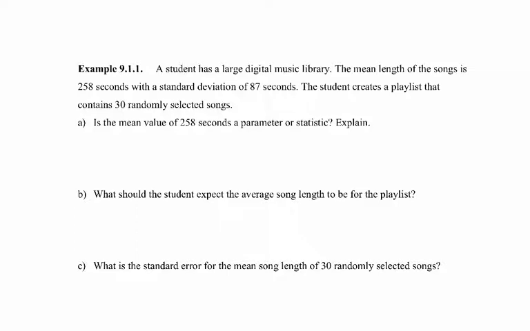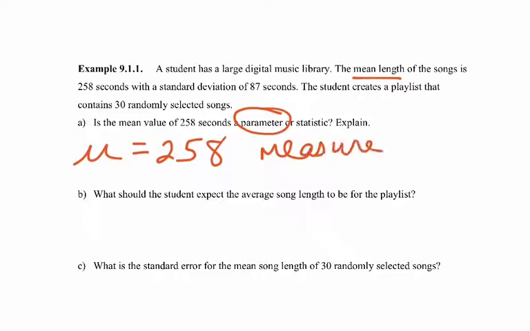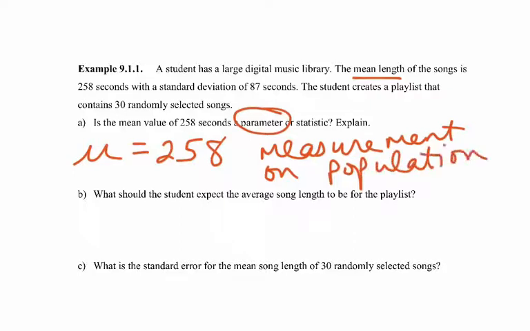So if the mean length of all songs in his entire collection is 258 seconds, that would be a parameter, right? The symbol for the mean length would be mu. So mu is equal to 258 seconds, and it would be a parameter because it's a measurement on the population.